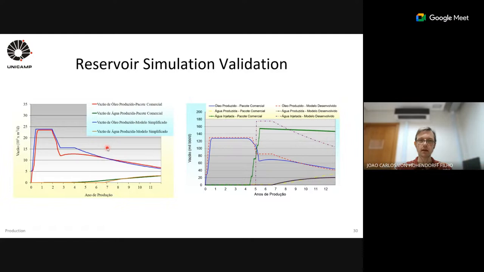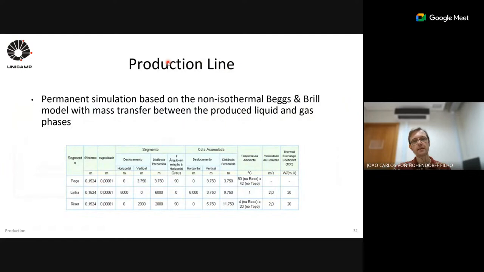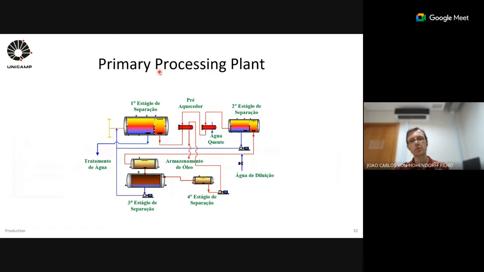We define the production line as a well that is connecting from the reservoir bottom hole until the X3, going to a riser and flowing to the surface. Okay, I use a permanent simulation based on the non-isothermal Beggs-Brill model, with mass transfer between the produced liquid and gas phase. Okay? I consider this primary processing plant where I have four stages to separate the oil, gas, and water. Okay? And we're trying to evaluate this kind of problem. We can change the pressures of each separator and evaluate how it impacts my study.